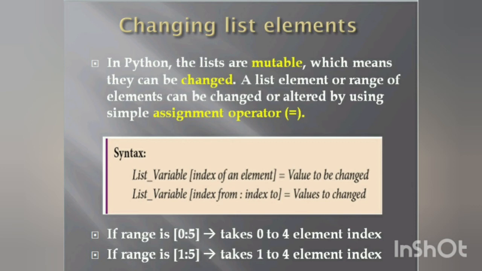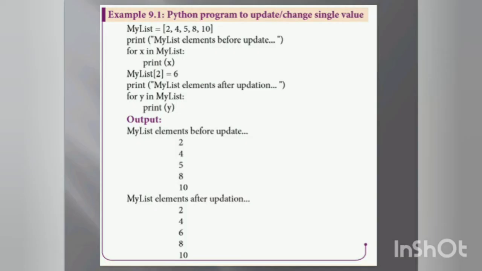For example, if you set the range 0 to 5, your index from is 0 and index 2 is 5, which means Python takes only 0 to 4 as element indexes. So if you want to update the range of elements from 1 to 4, you have to specify the square bracket as 1 to 5, because the index 2 value will take n minus 1. So Python will take only 1 to 4. Clear about this?